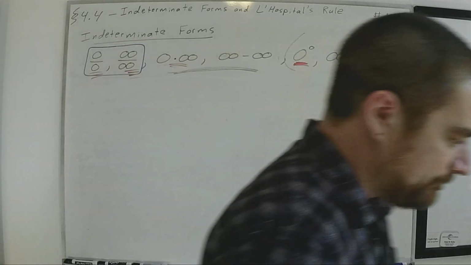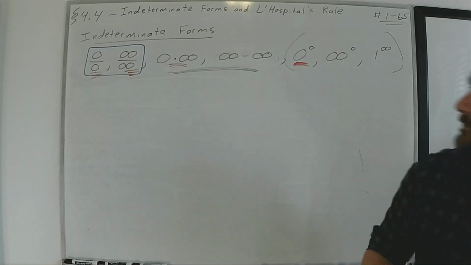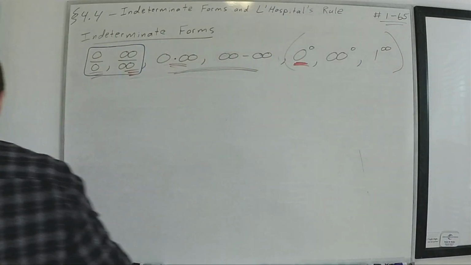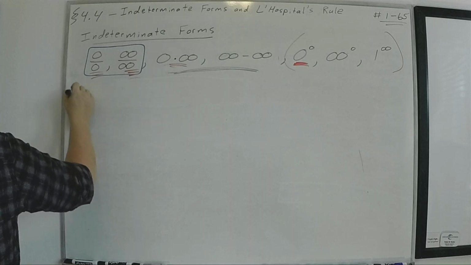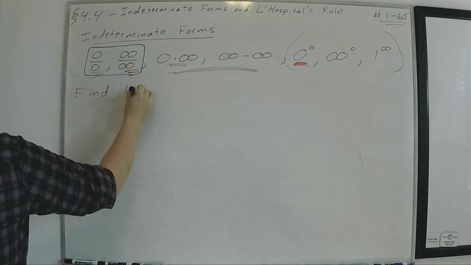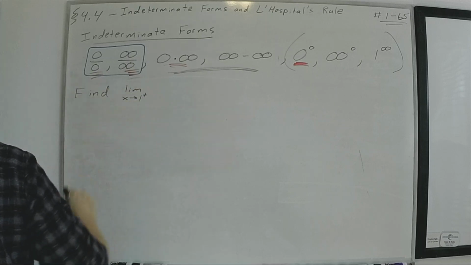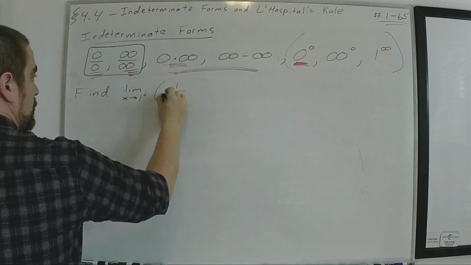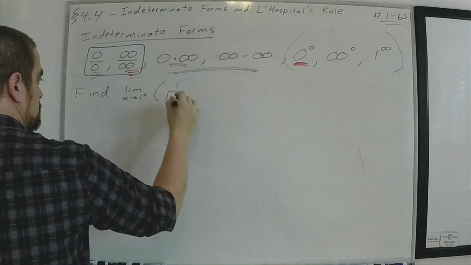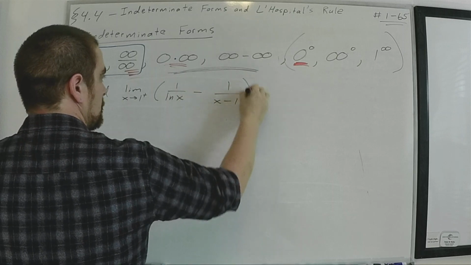And then I'll pick on one more, because we didn't do one with the infinity minus infinity. So let's say we want to find the limit as x goes to 1 from the right of 1 over natural log of x minus 1 over x minus 1.